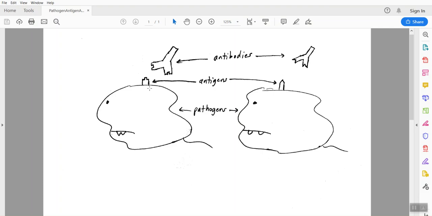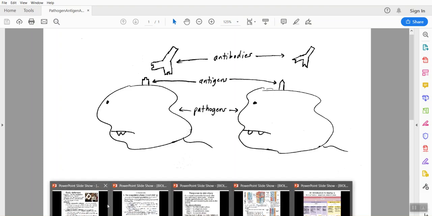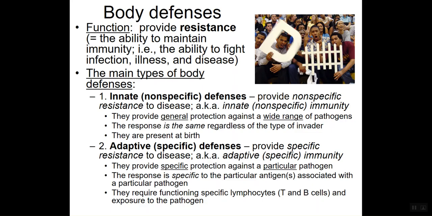Whereas a specific or adaptive form of defense or immunity means you have to have some sort of exposure to a specific strain of pathogen with a specific molecular shape of antigen, and then you end up generating a very targeted response and a very powerful response that is going to involve antibodies that are targeted against that specific antigen as well.